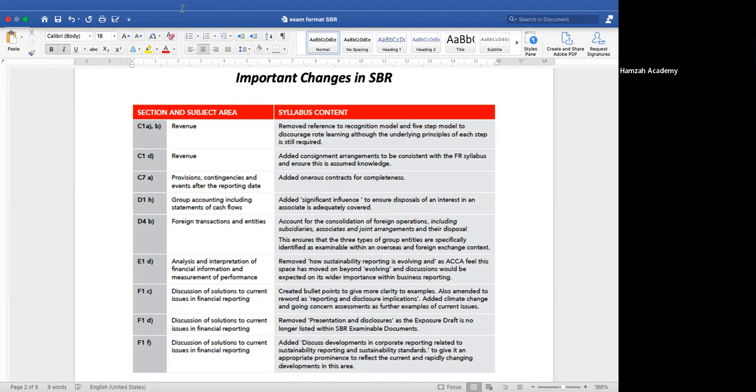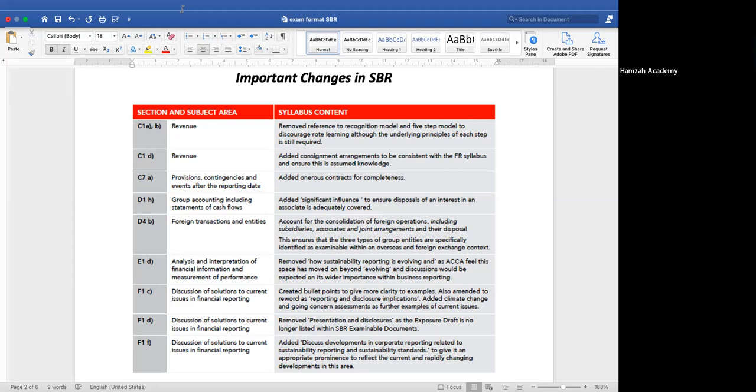Then as far as the group accounting is concerned, in the statement of cash flows, the significant influence part has been added. First, we did not have any working related to the subsidiary being converted into the associate. We did not have any working related to it whatsoever, but this point has been added now. Then we have a bit of a change in the foreign currency as well.